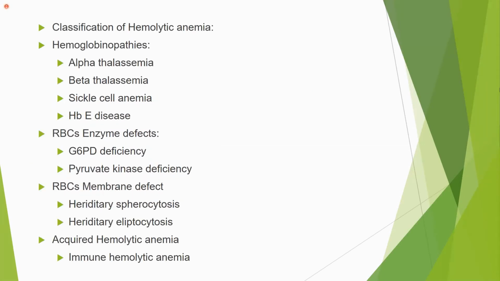Now we come to the classification of the hemolytic anemia. We classify into four different categories. First one is the hemoglobinopathies, which include alpha thalassemia, beta thalassemia, sickle cell anemia, and hemoglobin E disease. Then there is a long list of other hemoglobinopathies, but these are the common ones. Then come the RBC enzyme defects, that is G6PD deficiency and pyruvate kinase deficiency, which are the commonest ones. Then comes the RBC membrane defects, that is hereditary spherocytosis and elliptocytosis. There are other defects as well, but these are the most common types. And the last one is the acquired hemolytic anemia, which is the immune hemolytic anemia.